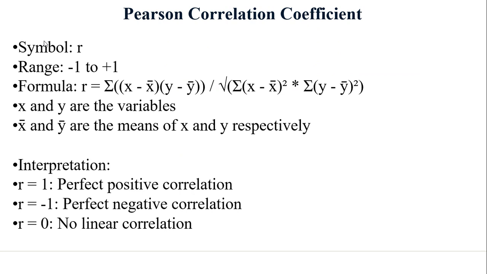So the sum of those two is divided by the square root of the summation of x minus x bar all squared times the summation of y minus y bar all squared, in brackets, as the denominator. Guess what? The x and y are the what? The variables. The x bar and the y bar are what? The means of x and y respectively.